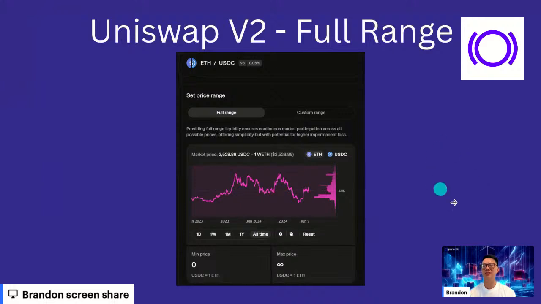So yeah, we'll go and show this on the UI. So Uniswap V2, for example, when you go and select your price range, you're going to see a historical price chart of where the price of ETH has been, and then you're going to basically select the entire price range. So you're going to provide liquidity from 0 all the way to infinity, full range, that you see here on this UI image of Uniswap's app. The min price is 0, the max price is infinity.